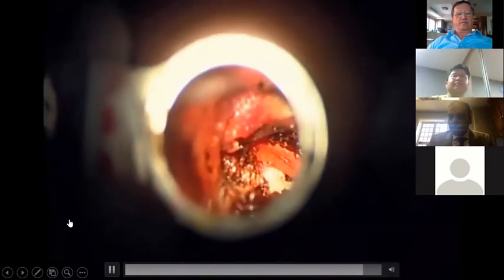Yes, this is the herniated part, irrigation of the space and closing the wound.